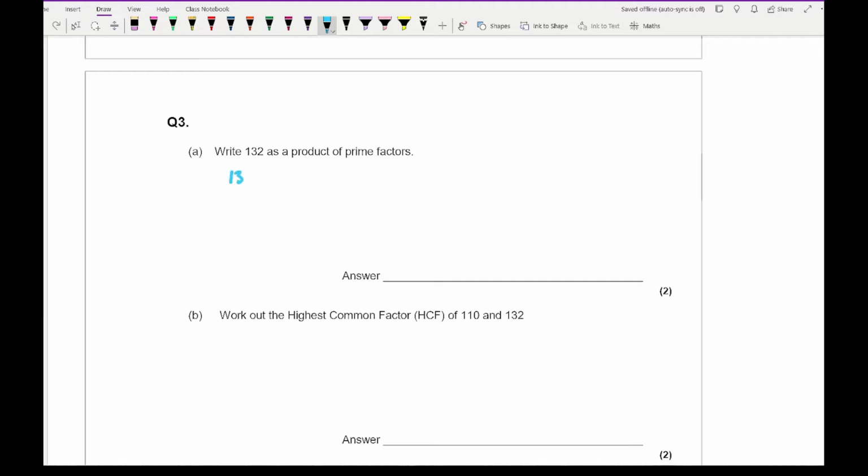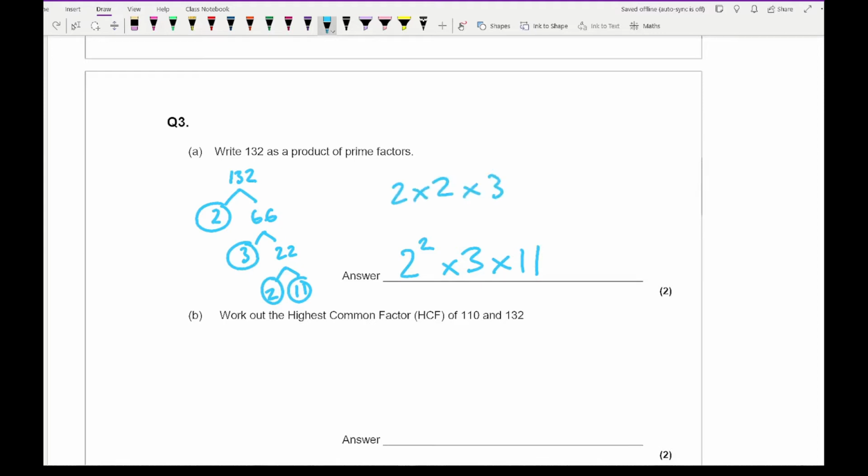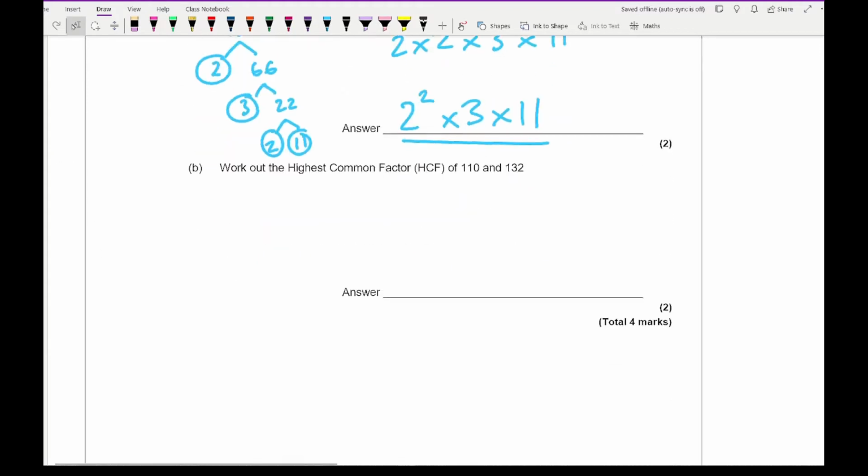But if I didn't have that feature on my calculator, I'll just do a factor tree. So I've got 2 times 66, then 3 times 22, and then 2 times 11, giving me a final answer of 2 squared times 3 times 11. Now I'll probably get 1 mark if I wrote this, even though it is correct, or maybe showing some evidence, but I would say if you did it straight off your calculator and wrote this down, you should get full marks for it.